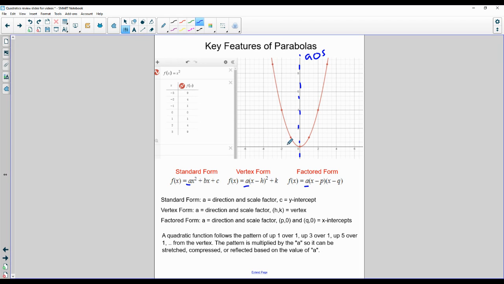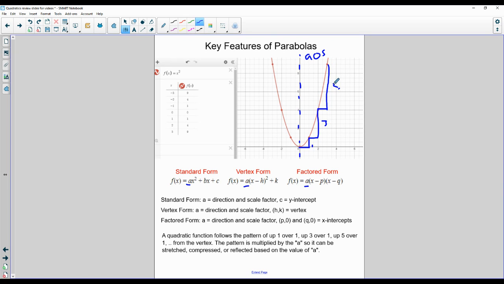The other really important thing I want you to notice about a quadratic is that it always follows the same pattern. When I start at the vertex, if I go over one, it's always going to go up one. If I go over one from that point, it's going to go up 3. And if I go over one from that, it's going to go up 5. So you can see it follows a pattern of 1, 3, 5.